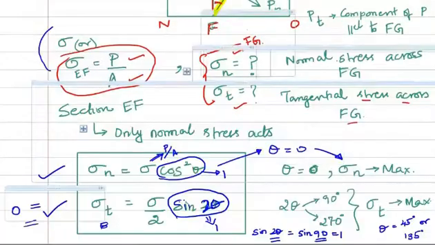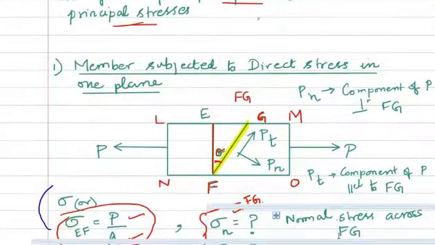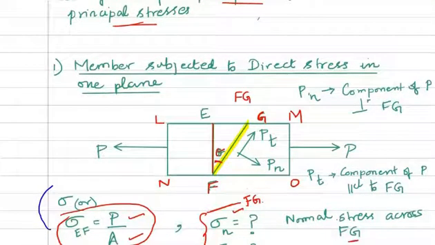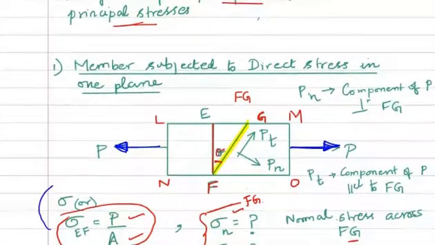So this is your first category, and in this sum only the direct stresses are acting. In only one direction the stresses are acting. So this is a single direction P, and this both are the direct stresses.